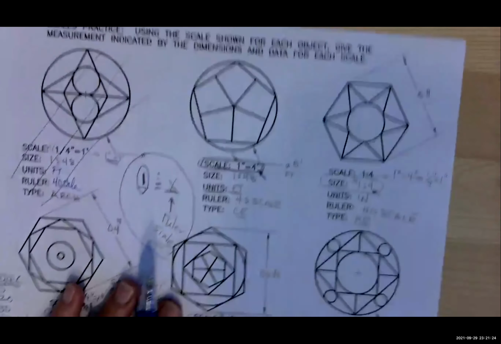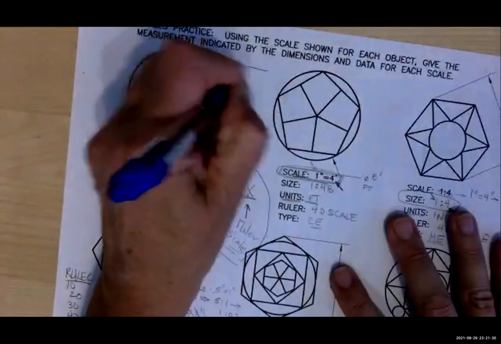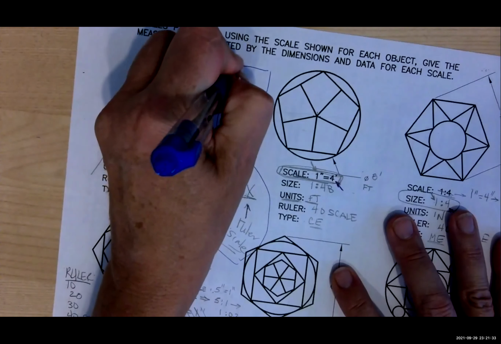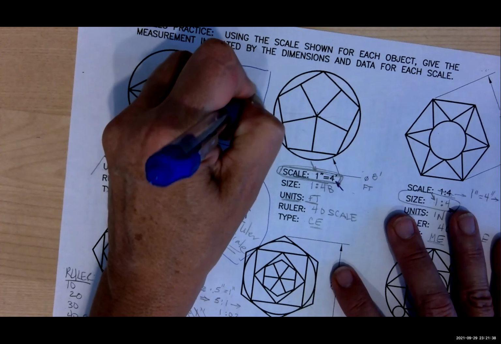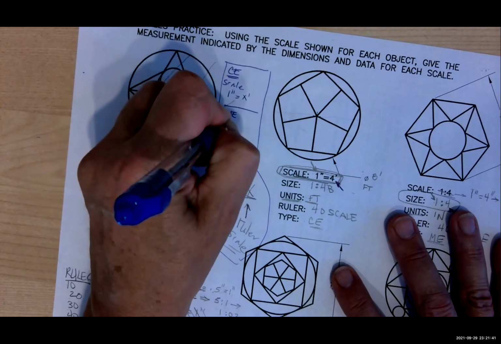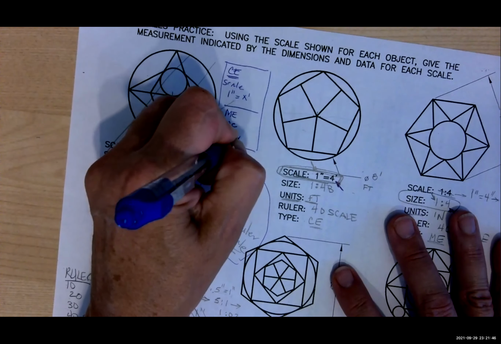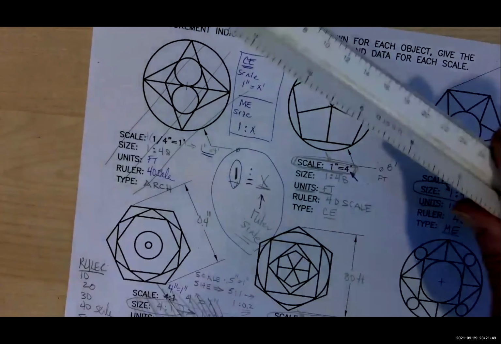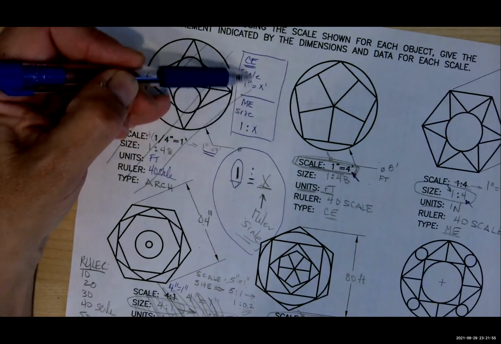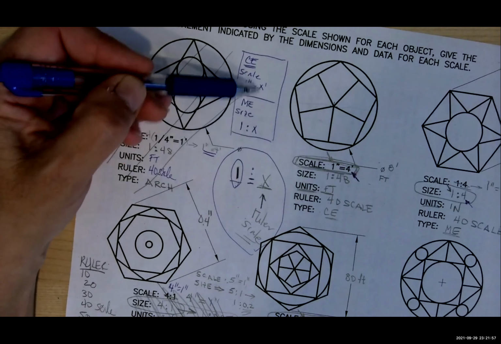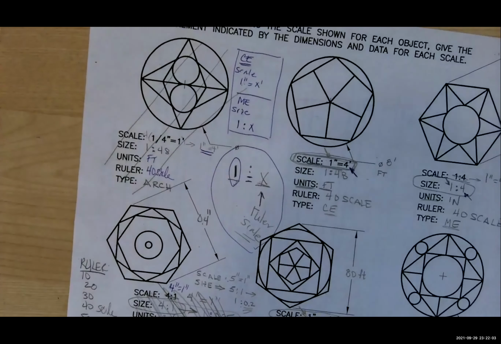So for the civil engineering, let me just write it up here. I'm kind of making this really messy now. For the civil engineering scale, I really need to look at the scale because it's 1 inch is equal to X feet. For the ME scale, I need to look at the size because that's where it says 1 to X. In order to figure out which ruler to use, I have to have a 1 on the left side and some value on the right side. So for civil engineering, I'm going to look at the scale, but for ME, I'm going to look at the size.